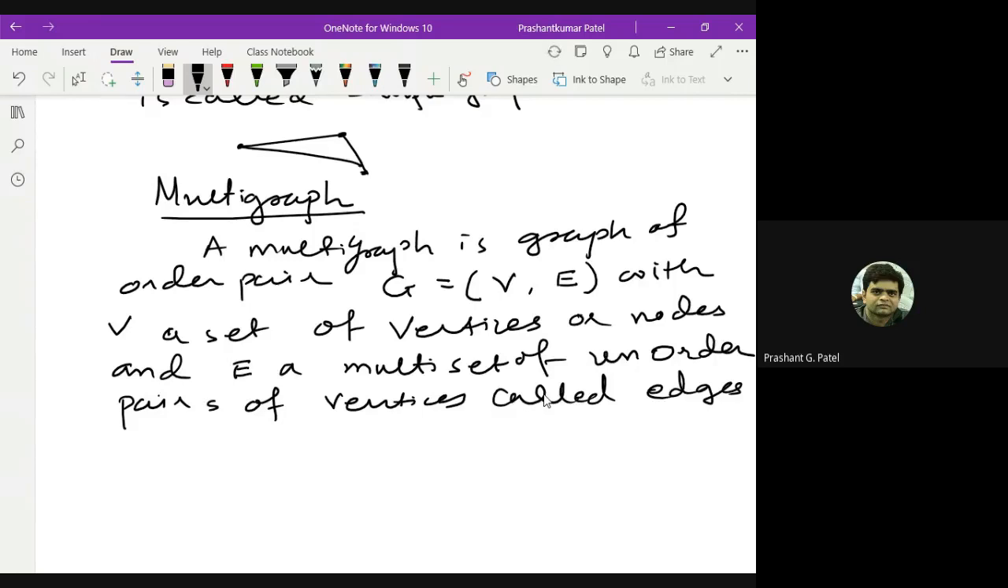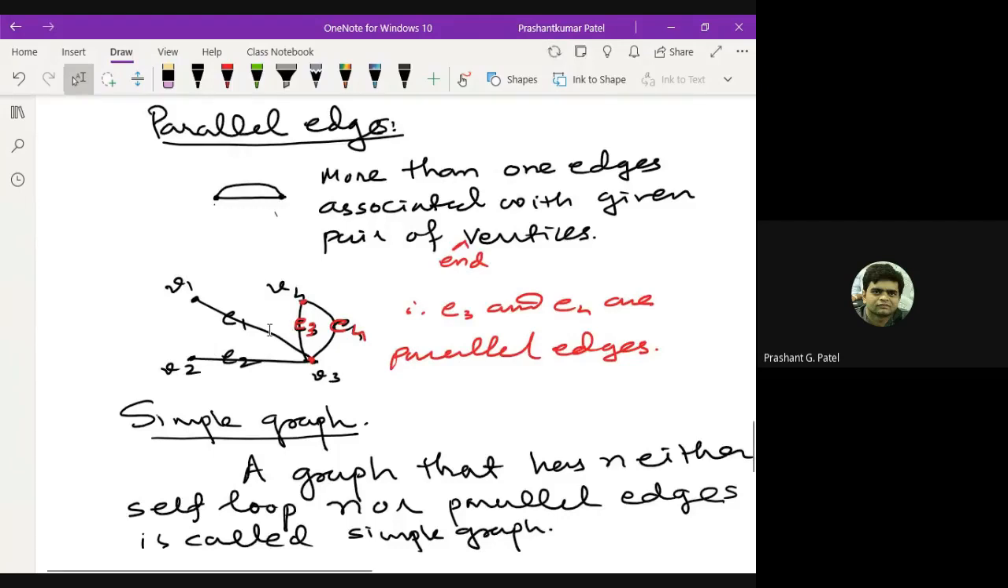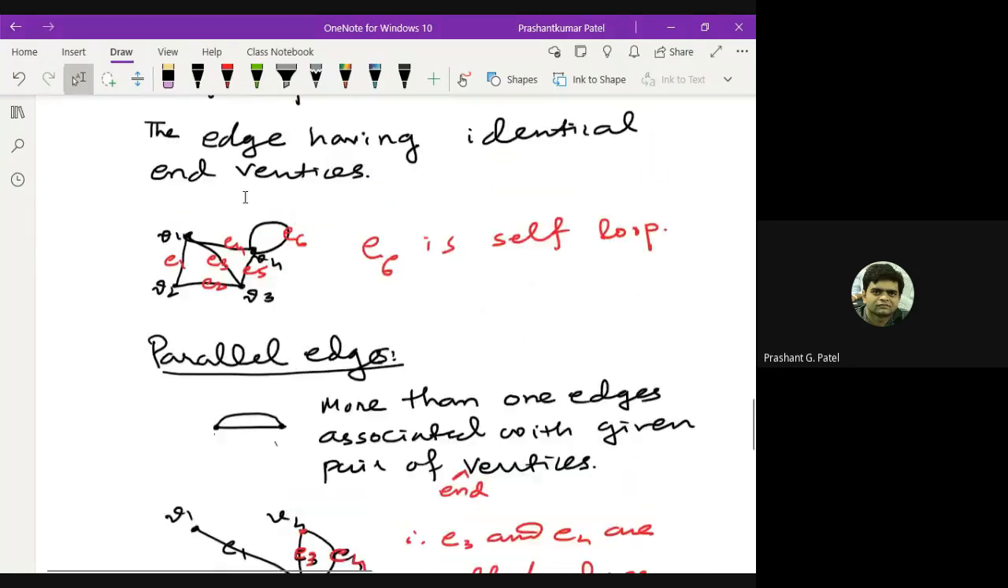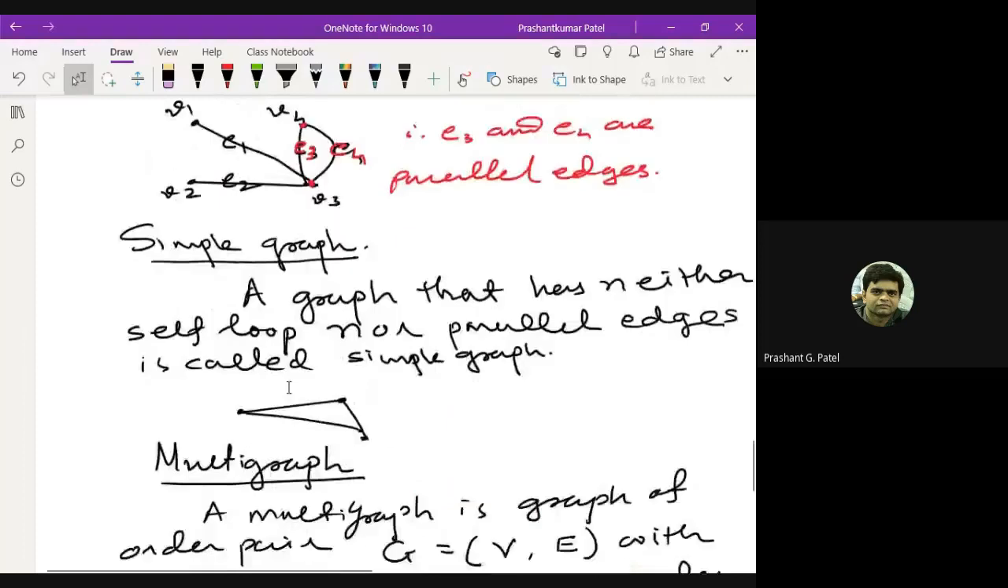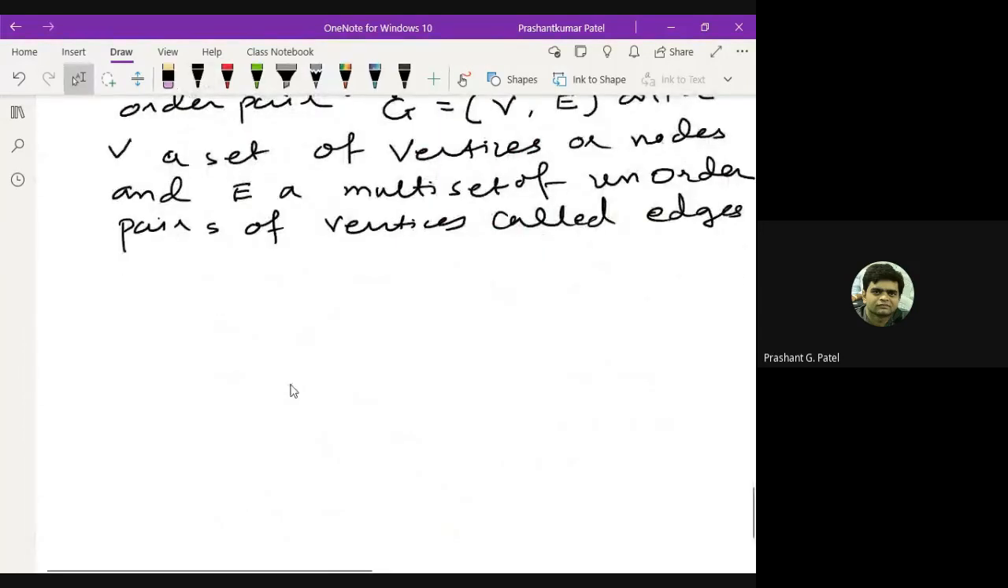So what will be an example of a multigraph? I can say that an example of a multigraph is this, which contains parallel edges, and this one, which contains a self loop. So I can draw an example of a multigraph. So this is the graph. This is an example of a multigraph.